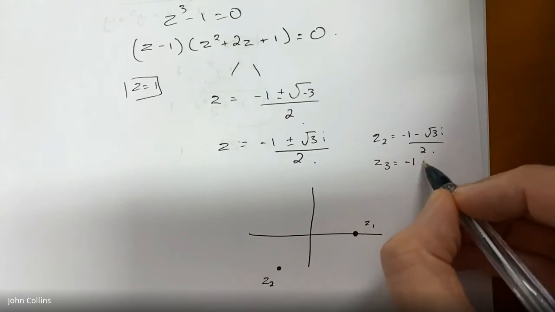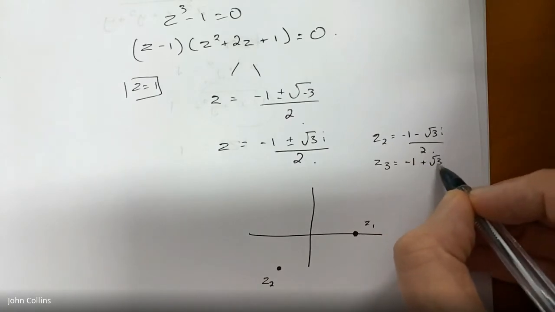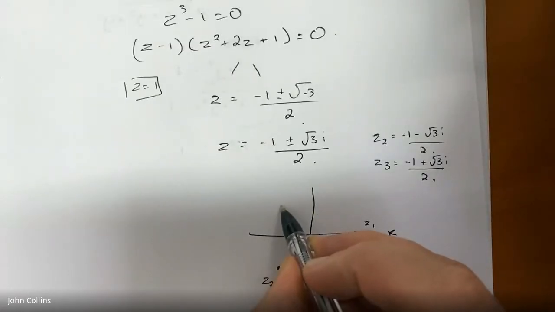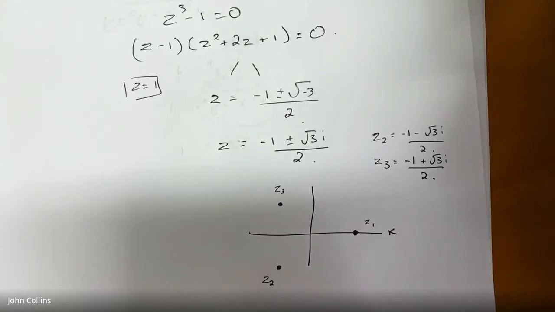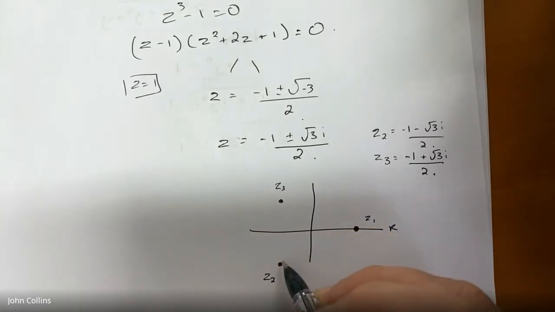Z3 would be its conjugate. So what would the conjugate look like as a reflection? It's reflected across the horizontal axis. There we are, maybe so, here. So we have these positions of these three.